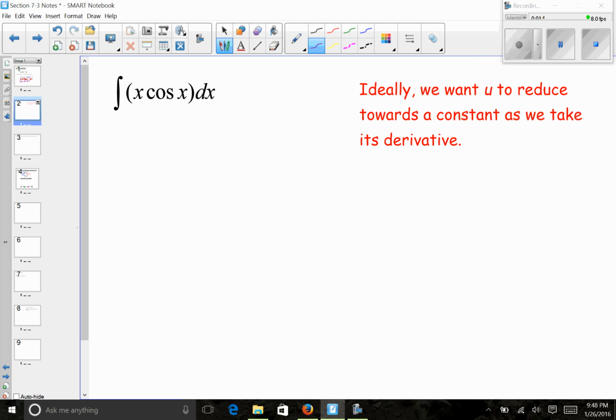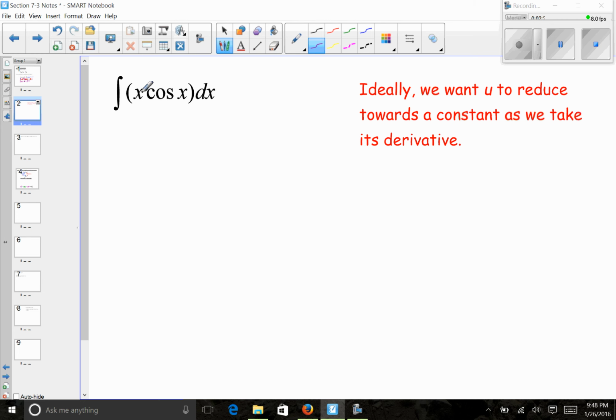So let's say I have the integral of x times cosine of x dx. I could try substitution here. I would not want u to equal x. And if I tried u to equal cosine of x, I wouldn't be able to get rid of all of the x's. And I wouldn't want u to be all of x cosine x. So substitution doesn't work here. So I'm going to try integration by parts.